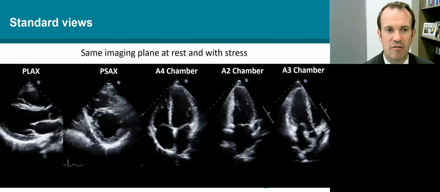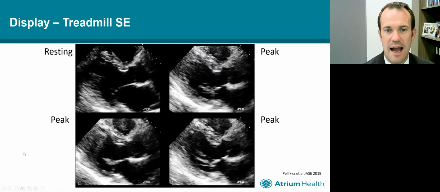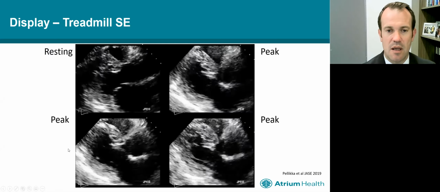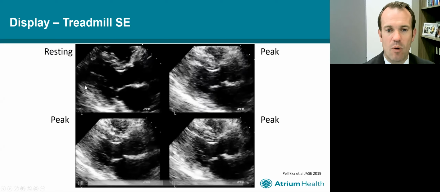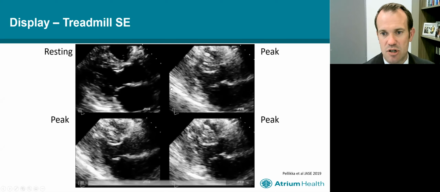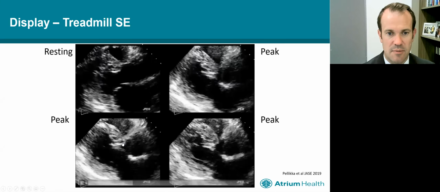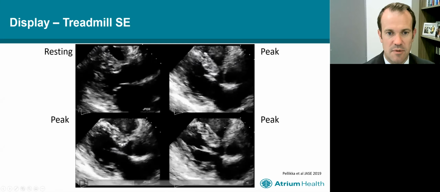When we're displaying the images on a stress echocardiogram, the more cardiac cycles that we can obtain, the better, as that will improve the accuracy of interpretation. We usually, therefore, will have on the upper left-hand quadrant a resting image, and then ideally present 3 peak exercise images and be able to compare the wall motion segment by segment, frame by frame.